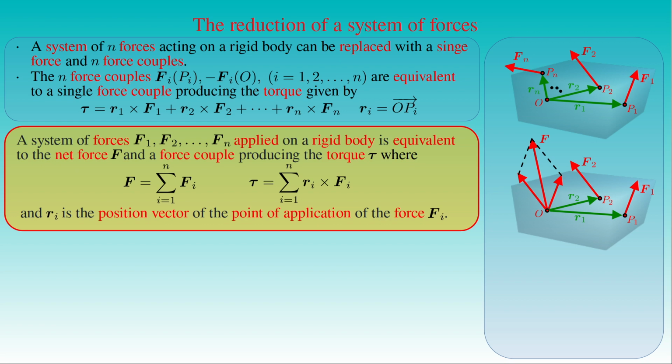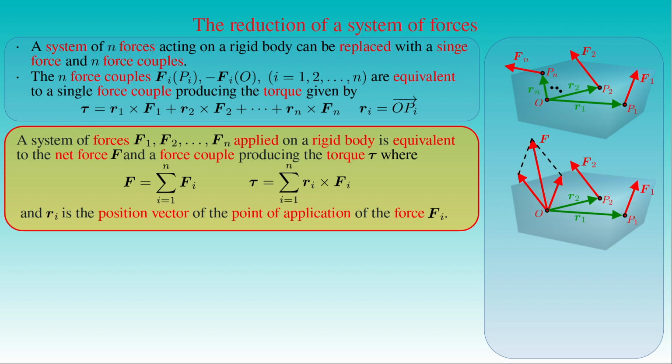Here the resultant force F is given by the vector sum of the forces Fi from i equals 1 to n, and it can be applied at an arbitrary point O of the body. The torque τ due to the force couple is equal to the sum of the cross products of the vector Ri and the force Fi from i equals 1 to n. In the vector products, Ri is the position vector of the point of application Pi of the force Fi with respect to the point O.